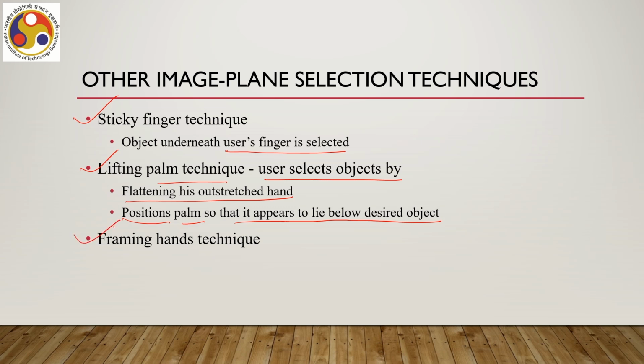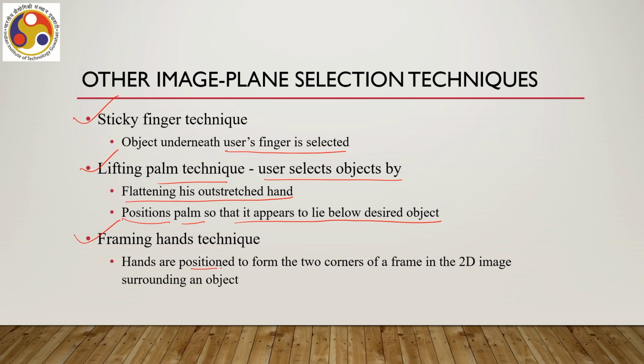Also, we have the framing hands technique. Hands are positioned to form the two corners of a frame in the 2D image surrounding an object, typically seen while capturing movies or such visual media. So, the framing hands technique is more common, while sticky finger, lifting palm or the head crusher techniques are less so.